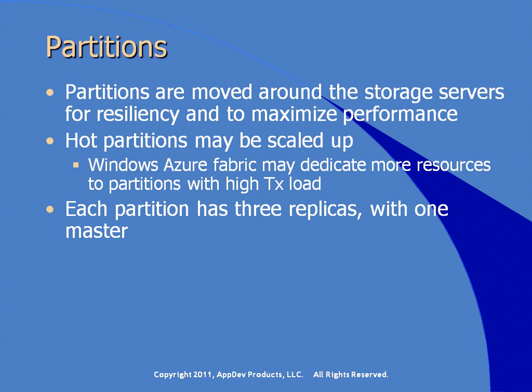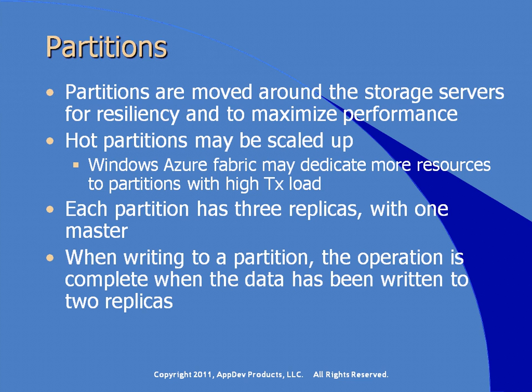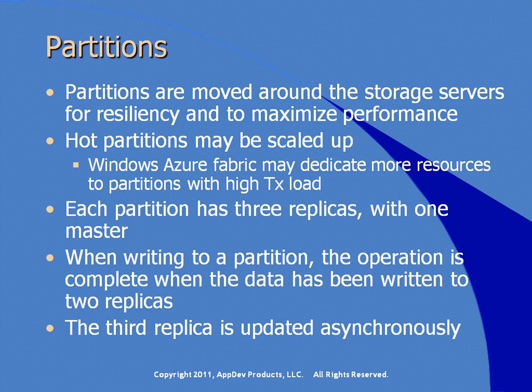Now, one of the overriding themes that you'll notice in Windows Azure is that everything is in triplicate. Thus, each partition has 3 replicas with one master. Behind the scenes, Microsoft keeps these up to date automatically. When writing to a partition, the operation is complete when the data has been written to the other 2 replicas. Even though there are 3 replicas, those replicas are always in sync, and this is done automatically behind the scenes by Microsoft. However, the operation is not considered complete until the data has been written to all 3. But keep in mind that the 3rd replica is updated asynchronously. The first 2 are updated synchronously.